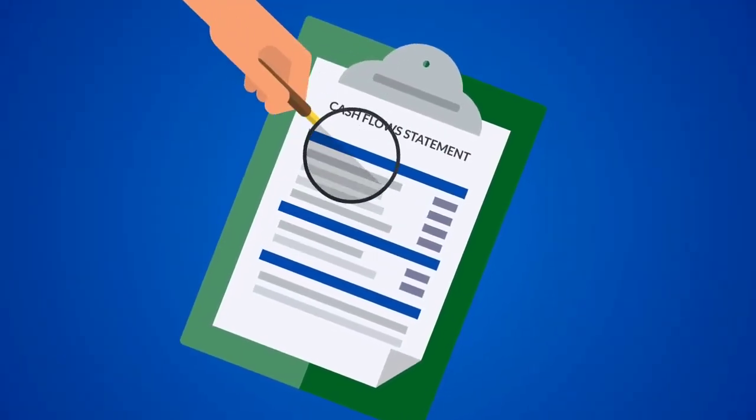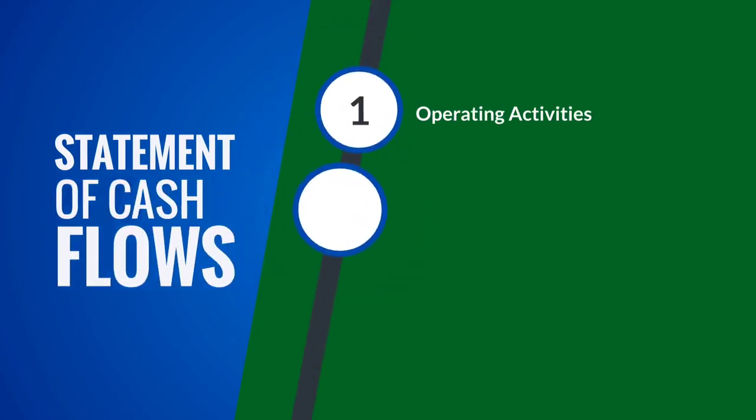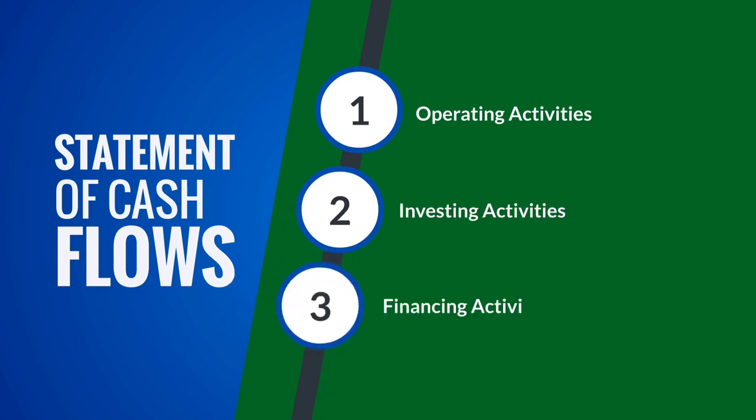Statement of cash flows. It shows how a company uses its cash. Typically, it is divided into 3 categories. Number 1, operating activities. Number 2, investing activities. And number 3, financing activities.